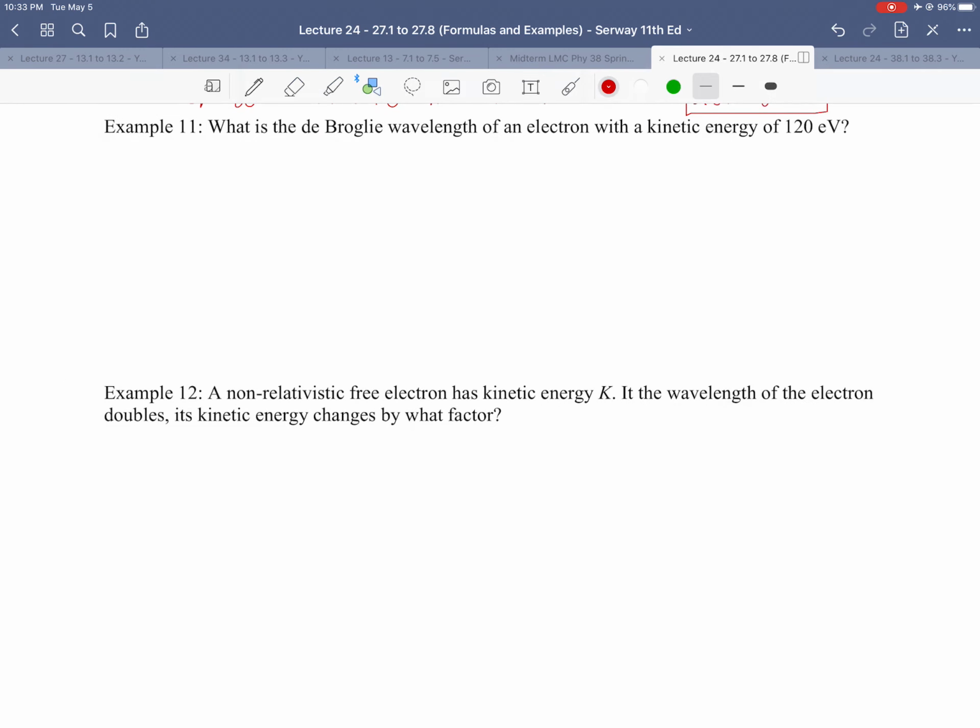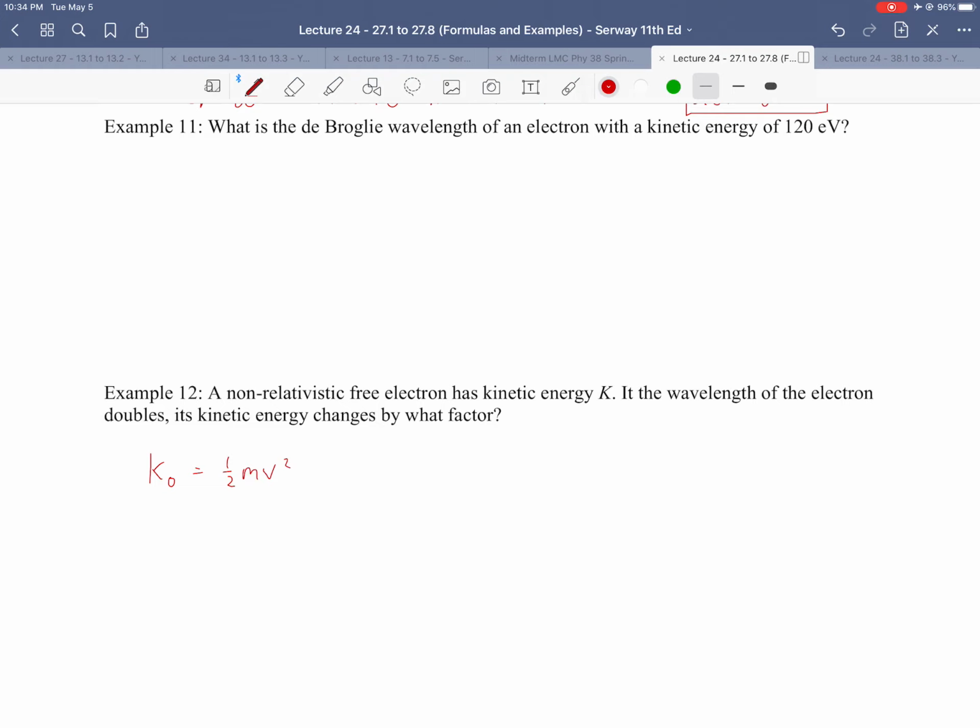But let's take a look at example 12, okay? And this will conclude the video. All right, so here we're told there's some particle that has some initial kinetic energy. So we'll call that K naught. Initial kinetic energy is just going to be 1/2 mv squared. So what are we doing? If the wavelength doubles, how is the wavelength related to the kinetic energy? Well, let's find the kinetic energy as a function of the wavelength.